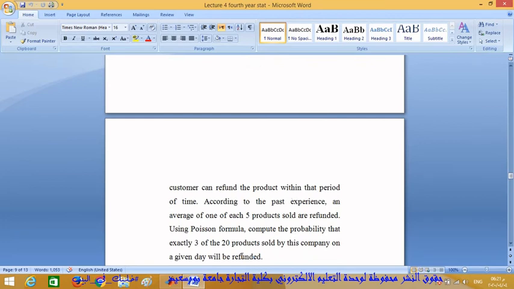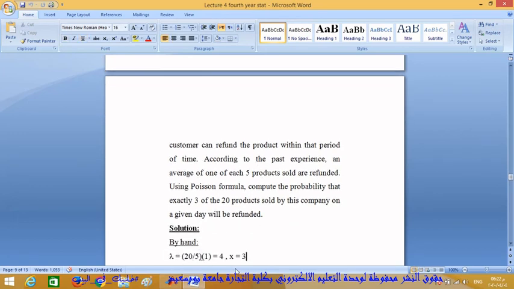By this company on a given day will be refunded. Okay, so we want to compute the probability that exactly 3 are refunded when lambda equals 4, and the interval is 20 products, not 5 products.